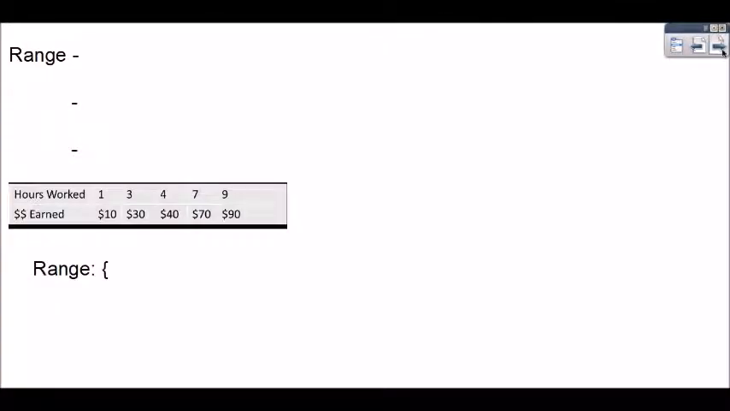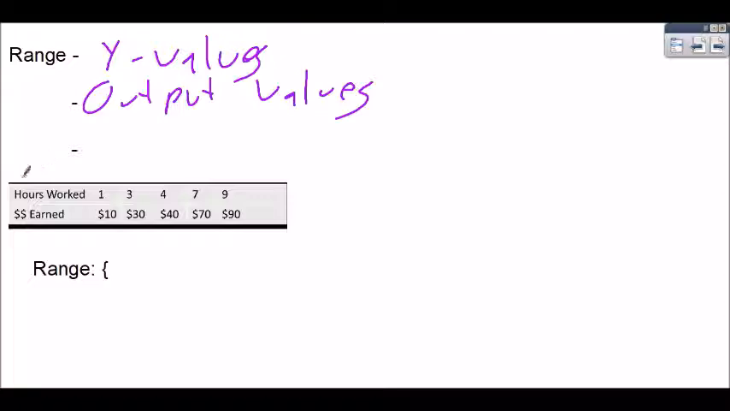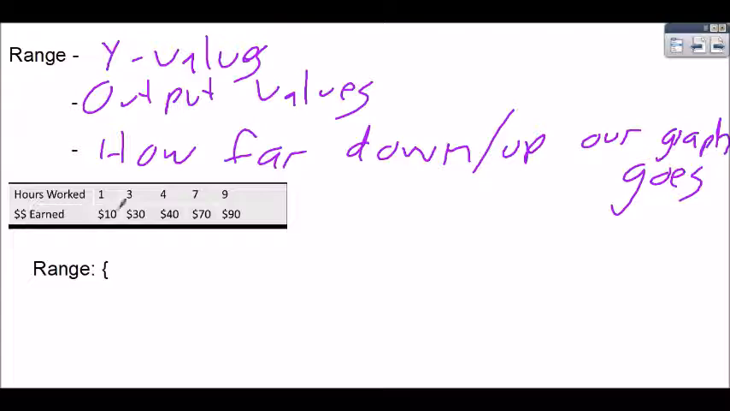Okay, range. Range is all my y values. That means our output values. Output values are what I get as a result. So I put in work hours, and what do I get out of it? I get money. Range is also how far down to up. We always do down first, up second. So how far down to up our graph goes. It's going to be all these values.